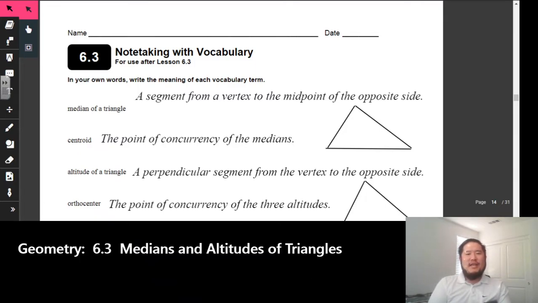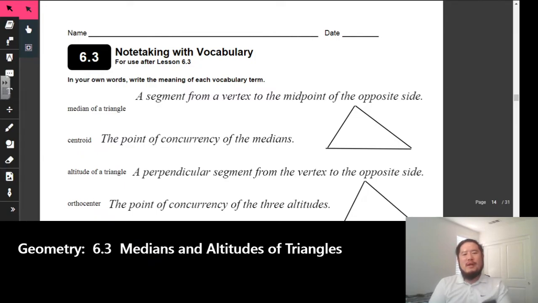All right, let's continue chapter 6 by looking at 6.3, medians and altitudes of triangles. Now, if you thought you already were confused about circumcenter and incenter, well, there's a lot more things right here for you to get yourself confused with. So make sure you use flashcards or whatever you have to help you remember these terms.